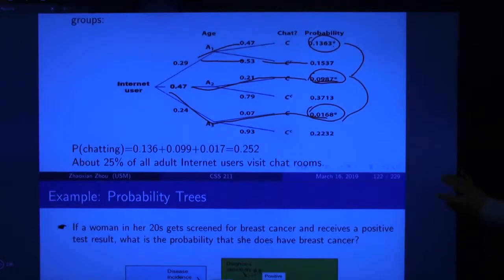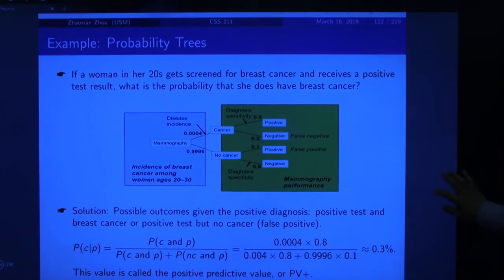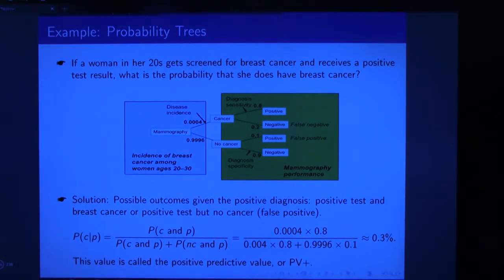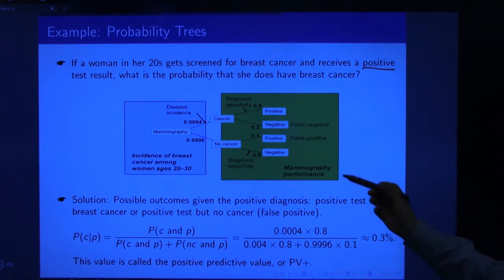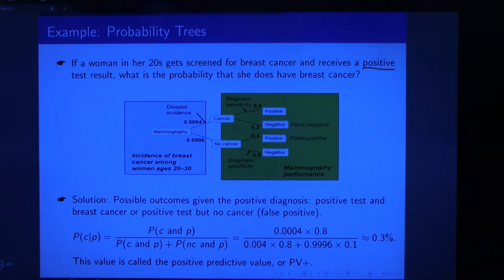Okay, we have another example to show the application of a probability tree. This one is very famous. This example is very meaningful. If a woman in her 20s gets screened for breast cancer and receives a positive test result, that means that is bad. But what is the probability that she does have breast cancer? She gets the screen and it says, okay, the result is positive. Then we are going to find out what is the probability that she really has breast cancer.